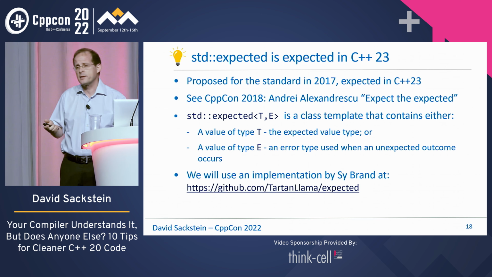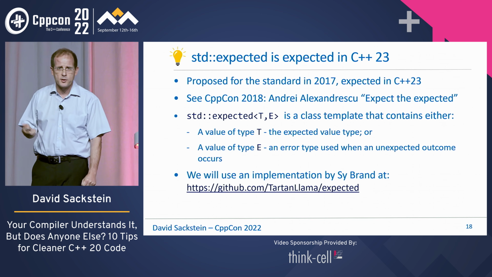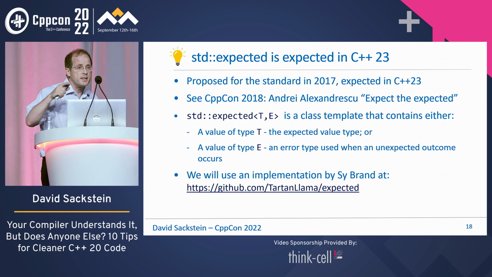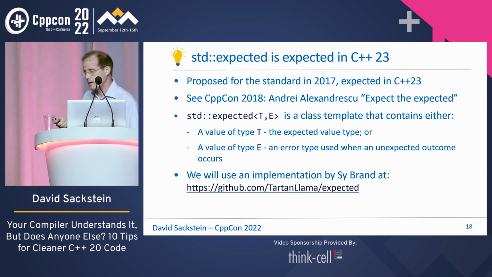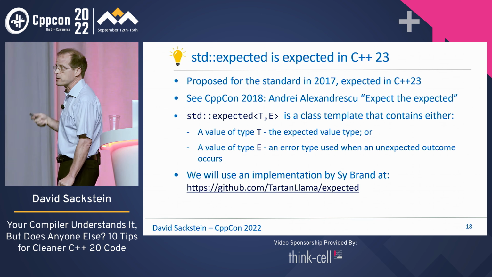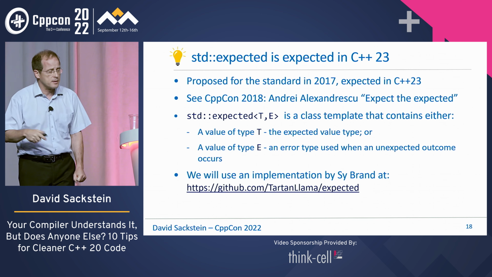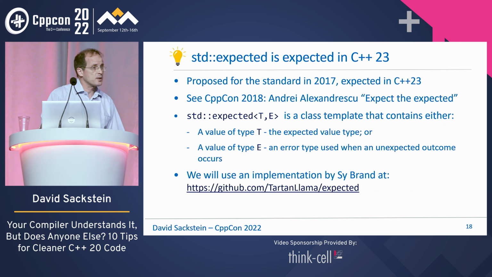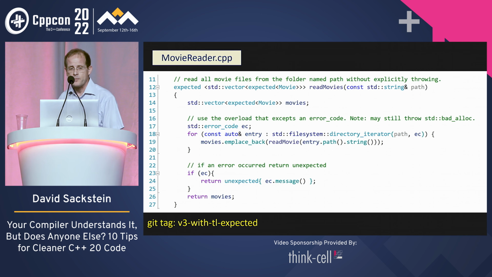Now, as it isn't in the standard, I've used a public implementation by cbrand. I'm going to refer to it as tl::expected. That's the name of the namespace that he uses. It's a very good implementation because not only does it actually implement the specification of expected, but it also adds some methods that will be useful to help us write cleaner code. I'll be showing those in just a moment.